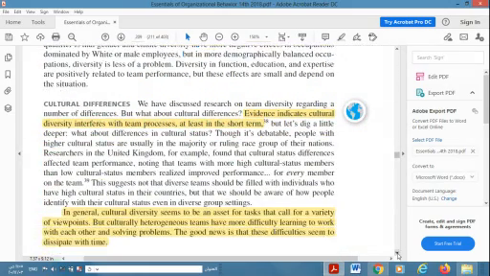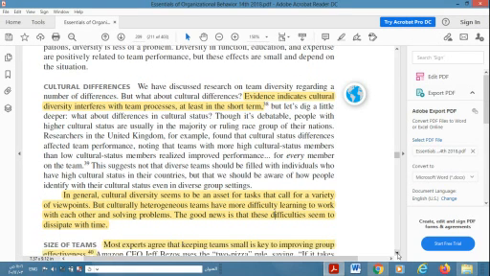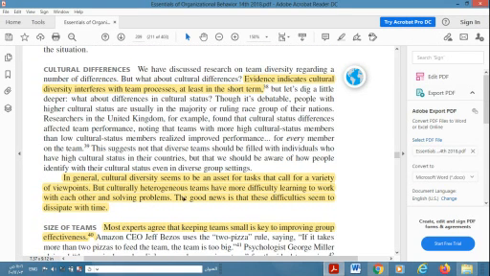Cultural differences. Evidence indicates that cultural diversity interferes with the team processes, at least in short term. In general, cultural diversity, طبعا إذا بنحكي على الكالتشر تعتبر واحدة أيضا من diversities اللي بتواجهها teams, seems to be an asset for task that call for a variety of viewpoints. But currently, heterogeneous teams have more difficulty learning to work with each other and solving the problems. The good news is that these difficulties seems to be disappear with the time.